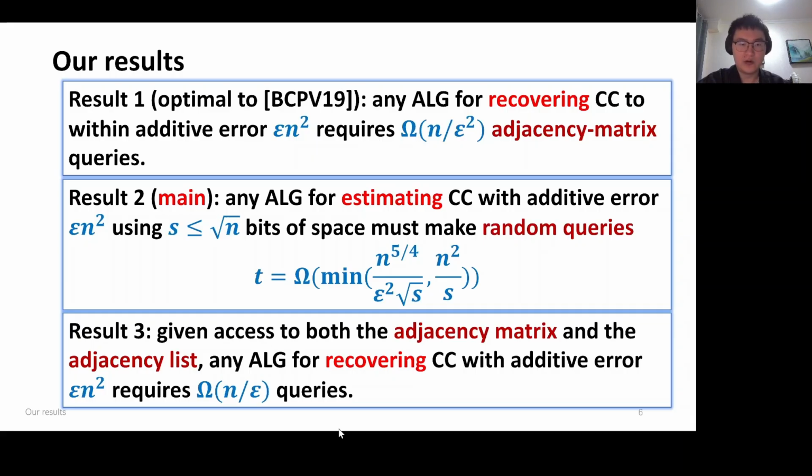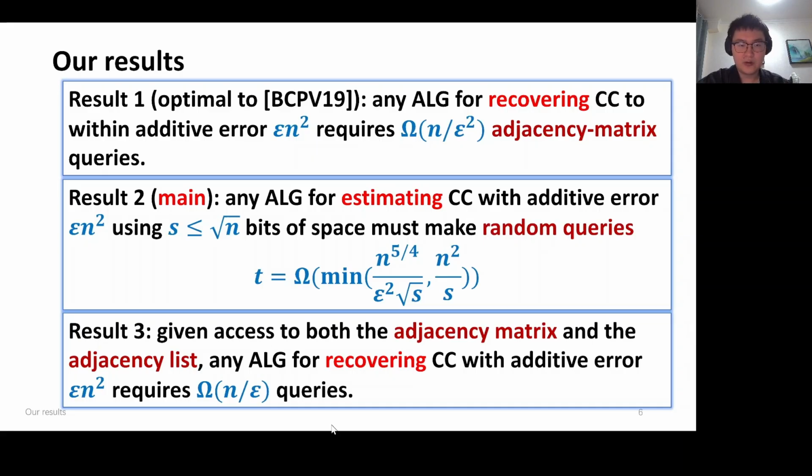Our main results are three lower bounds for correlation clustering in different models and different settings. The first result is a lower bound in the adjacency matrix model for recovering the correlation clustering. We show that any algorithm recovering correlation clustering to within additive error epsilon n squared requires n over epsilon squared queries. This matches the upper bound of Bressan, Cesa-Bianchi, Paudice, and Vitale. We noticed that the algorithm in the previous work also works in the random query model with the same number of queries.